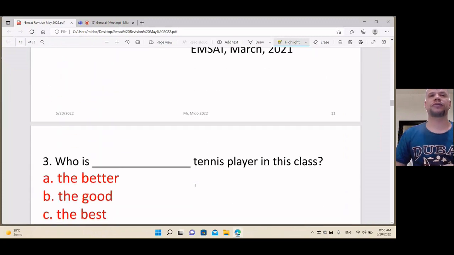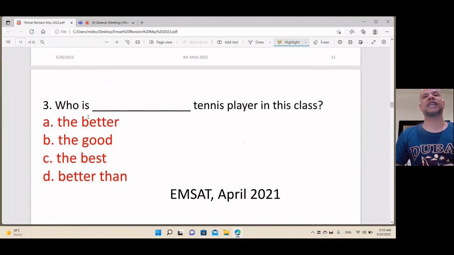Thank you. Number three, who is blank tennis player in this class? So the whole class, all the students, against one player, who is it? So this is what? Superlative. So the answer is the best.